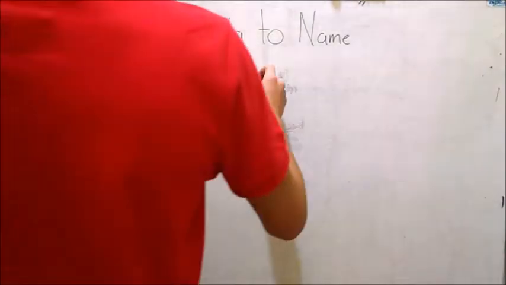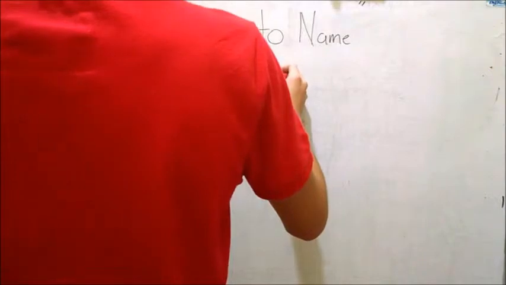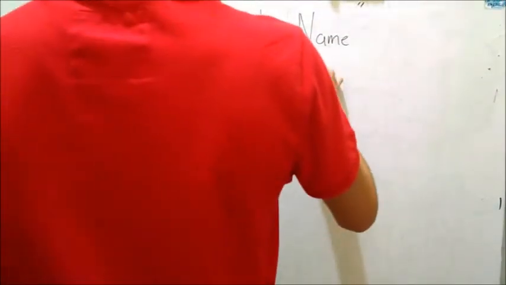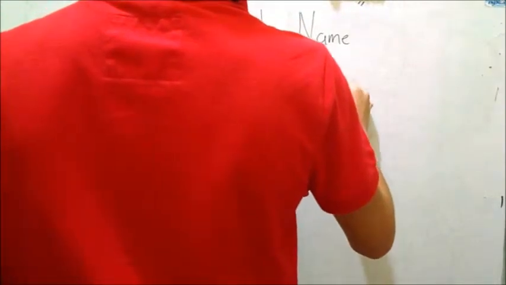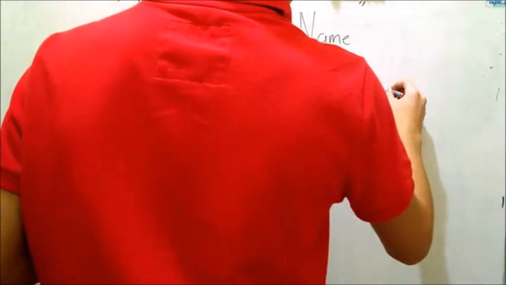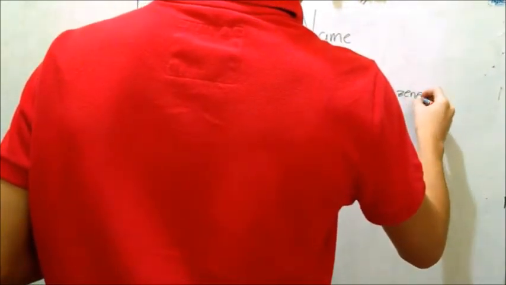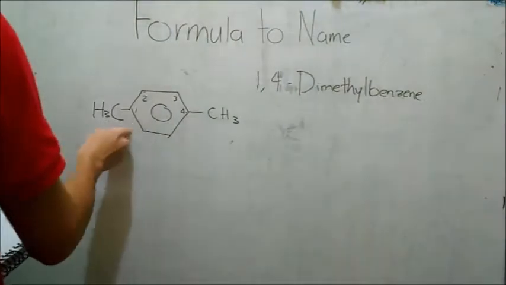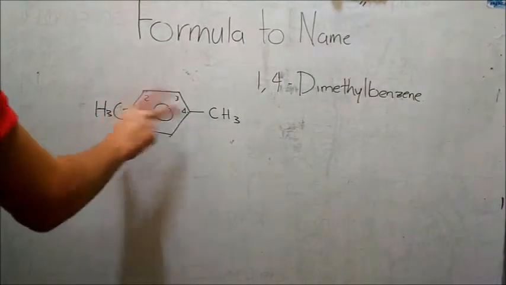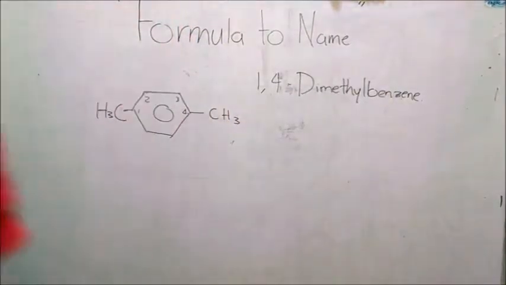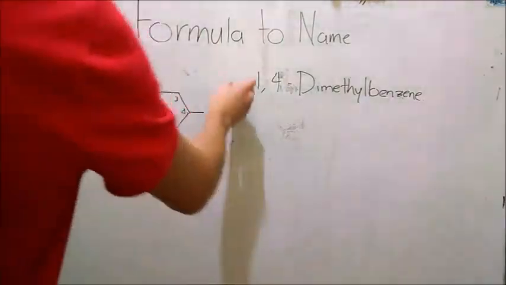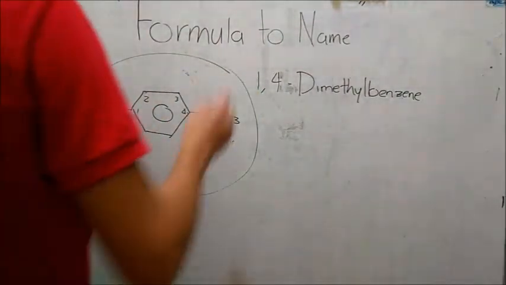So it is 1,4-dimethyl benzene. 1,4 because we have it in number 1 and in number 4. Dimethyl because they are separated and they are methyl but double. And benzene because we know that we have this formula over here.